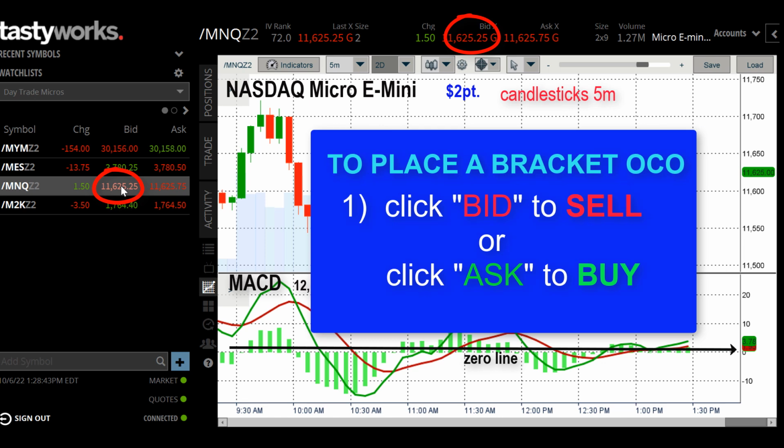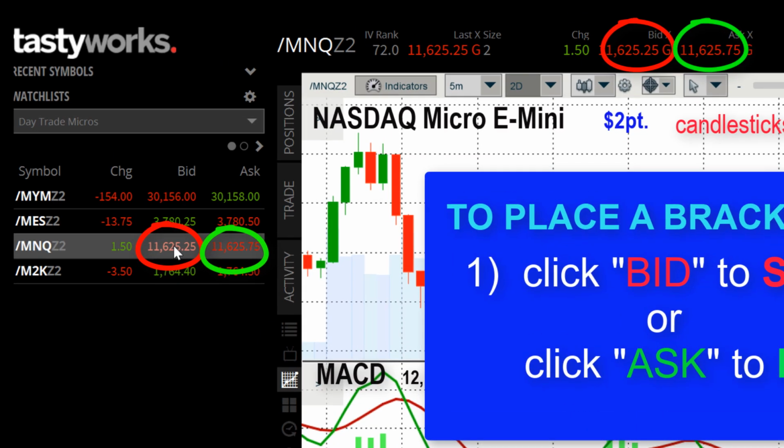Now, the first step in opening a bracket order is to click on the bid or the ask price. The bid price will give you a sell order, and the ask price will give you a buy order.